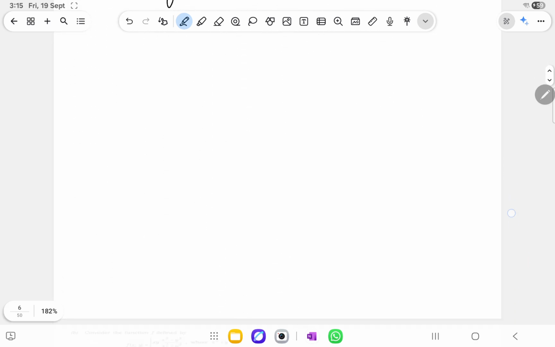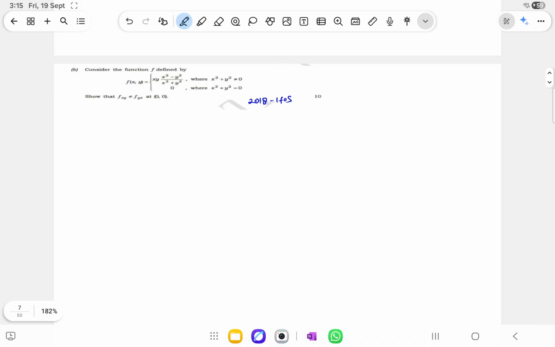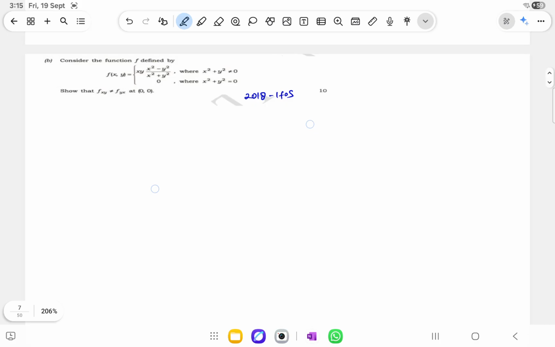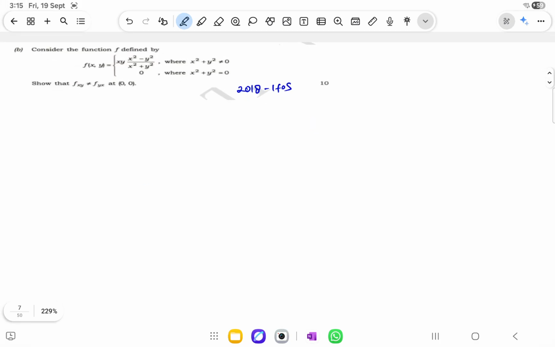So let's move on to the next question. The next question says they have given us a multivariable function f(x, y), and we are supposed to show that f_xy is not equal to f_yx at (0, 0).